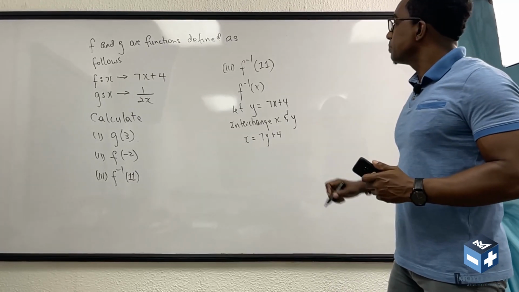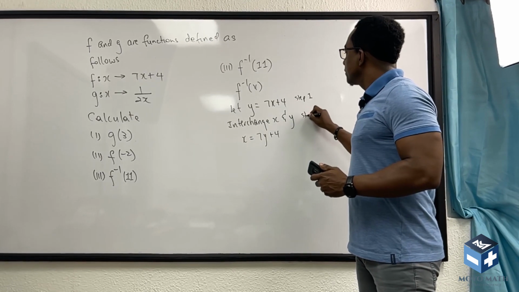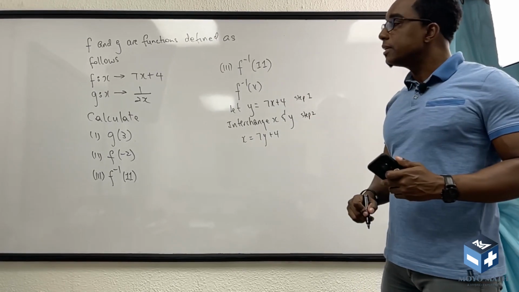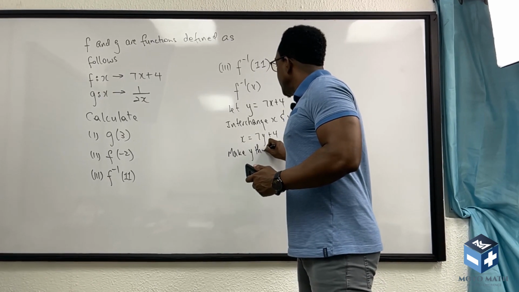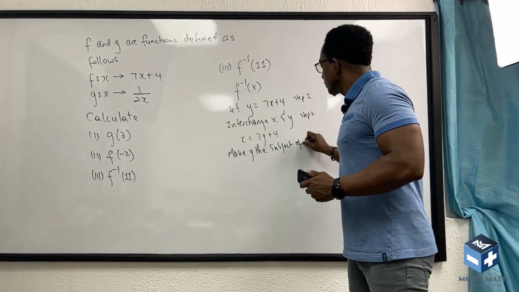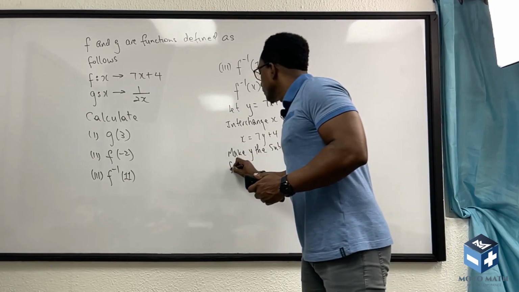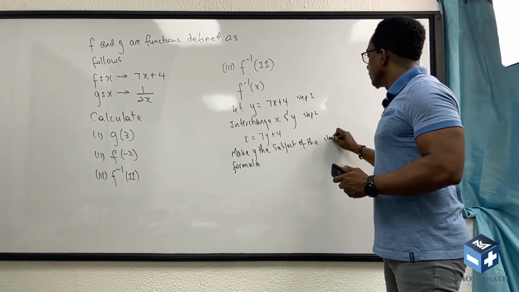So this is my step 2. And let me label the steps. We have step 1. We have step 2. And the third step will be to make y the subject of the formula. And we'll call it step 3.